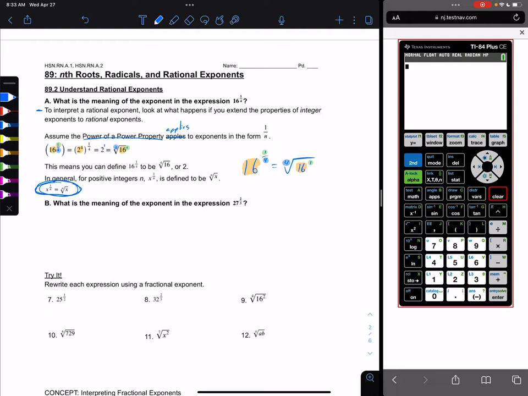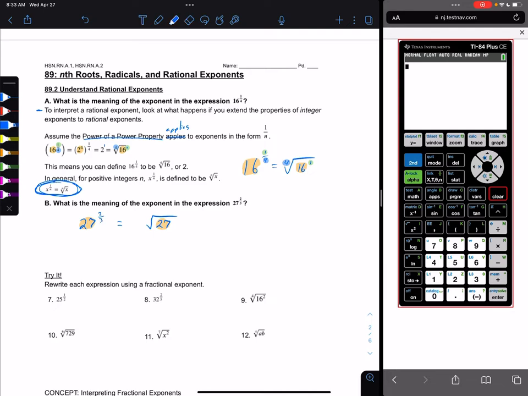Okay. So in part B, what is the meaning of the exponent in the expression 27 to the 2/3 power? So I'm going to write this in 3 different ways. The first way that they give me, and then we're going to write this in an equivalent method using the same kind of process that we just did. So the 27 becomes my radicand. The 3, the denominator, which we're going to put in blue.